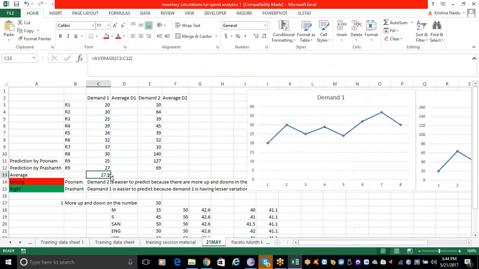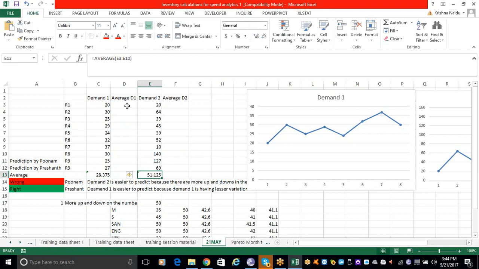Same thing, I'll take the average, C12, up to C10. So I'll take the same for demand 2 also, and here you see it is 51.125.